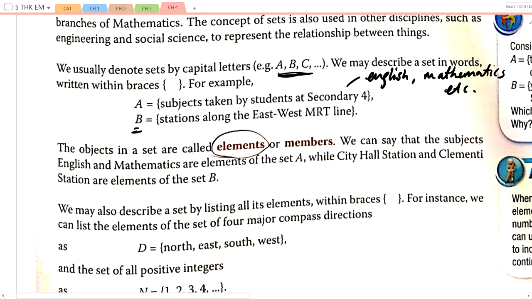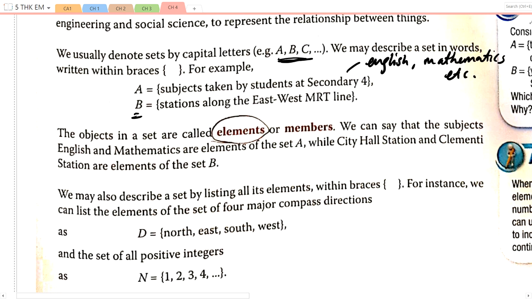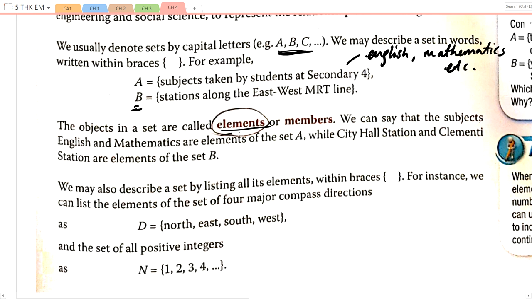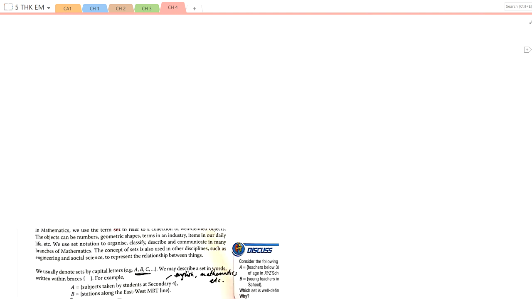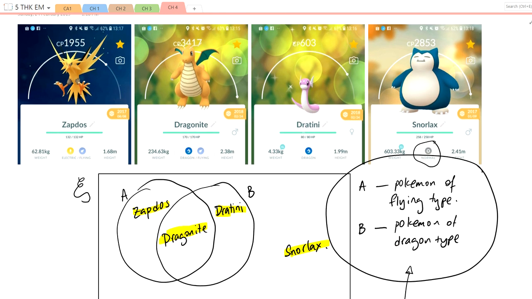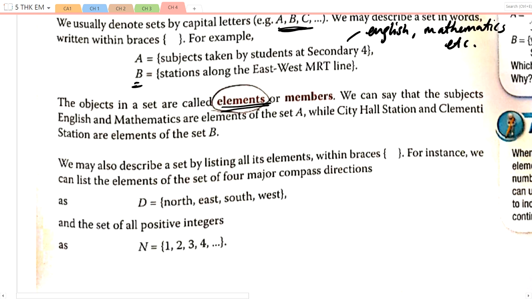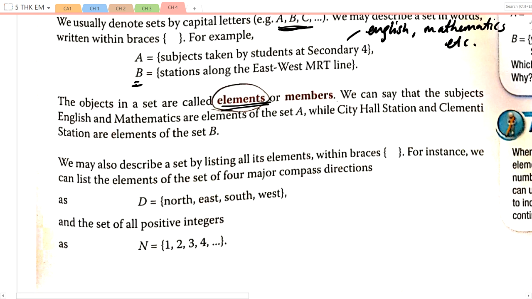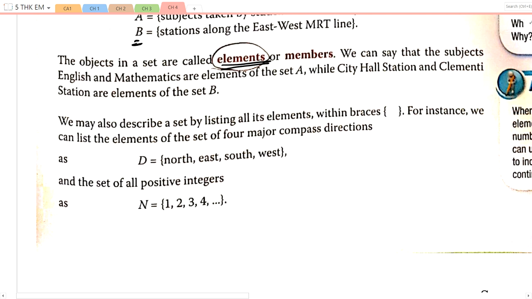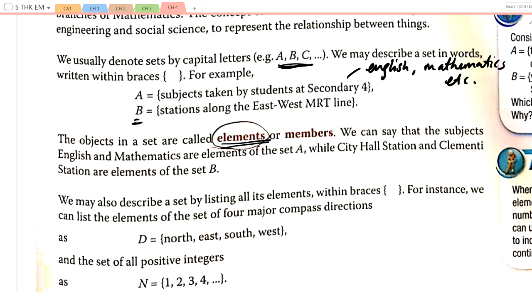Then we've got another different set. The name of this set is B, and it has stations along the east-west MRT line, which will of course include Tampines, Simei, so on and so forth. Then the objects inside the sets, they are known as elements. So like in our Pokemon case, the elements are just the different Pokemons. We hardly use this word members to describe them. And this is one way we can represent sets. Okay, we describe in words what the set contains.